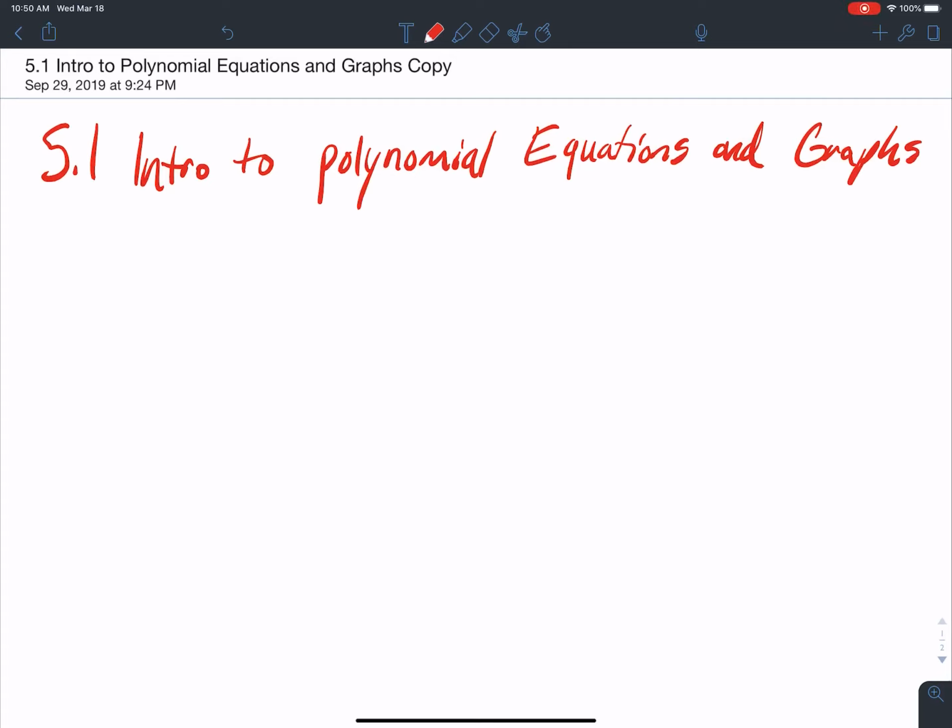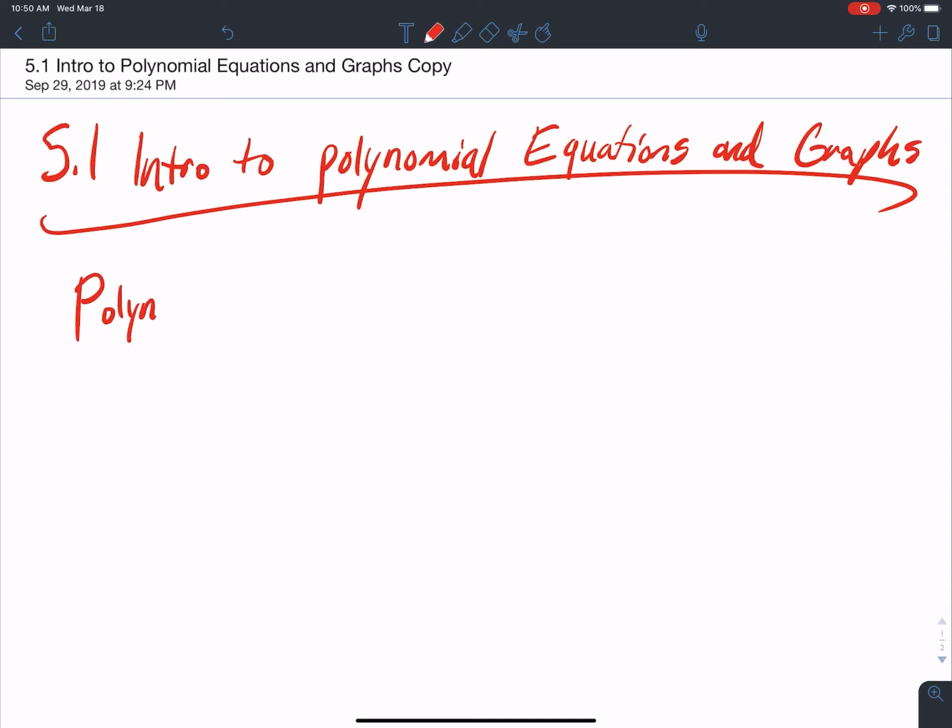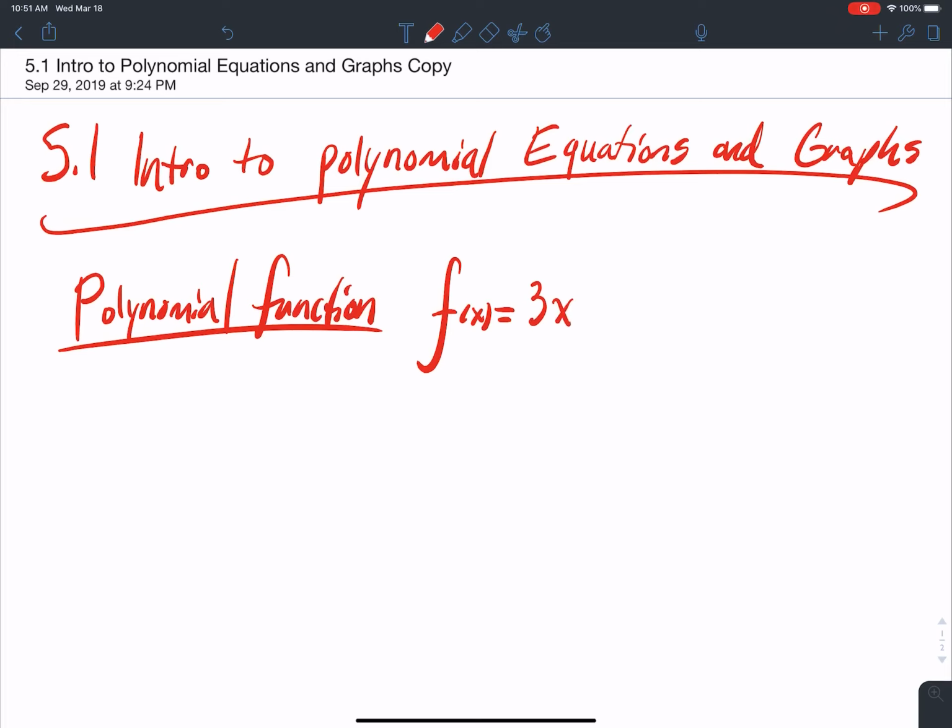All right, 5.1, Introduction to Polynomial Equations and Graphs. So, polynomial function. An example of a polynomial function, something like this. Maybe you have some f of x equals 3x to the fifth plus square root 2 x cubed minus 5x squared plus 2. Okay, just made this up.